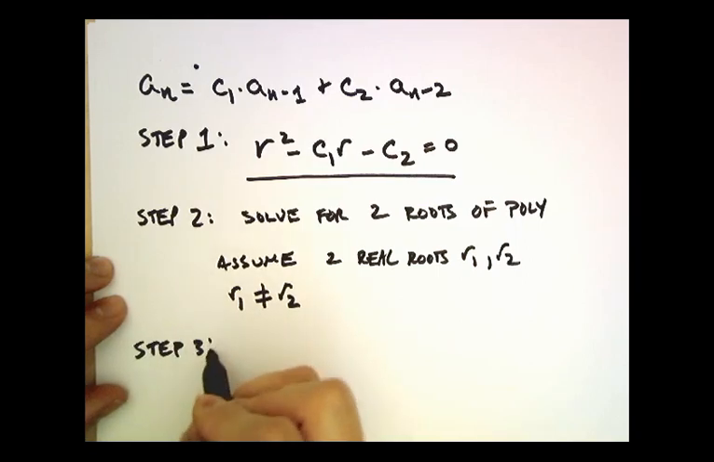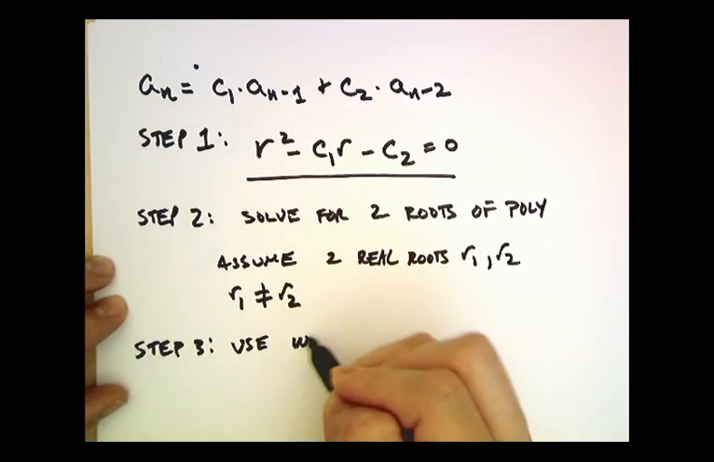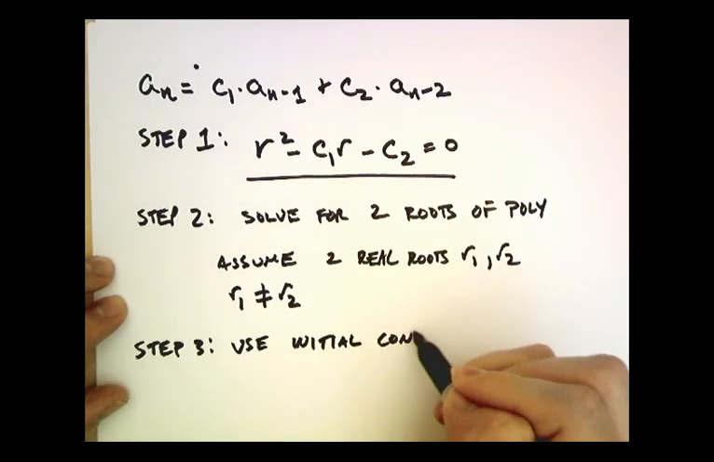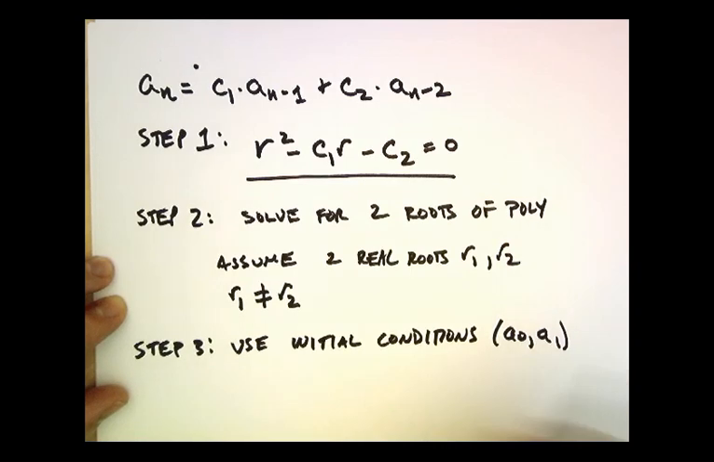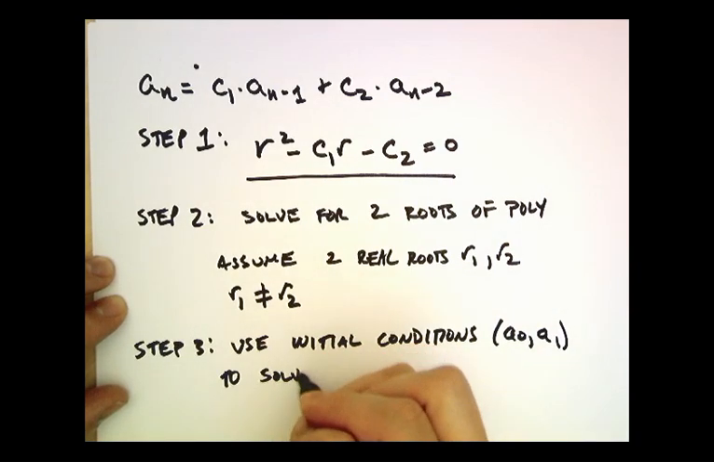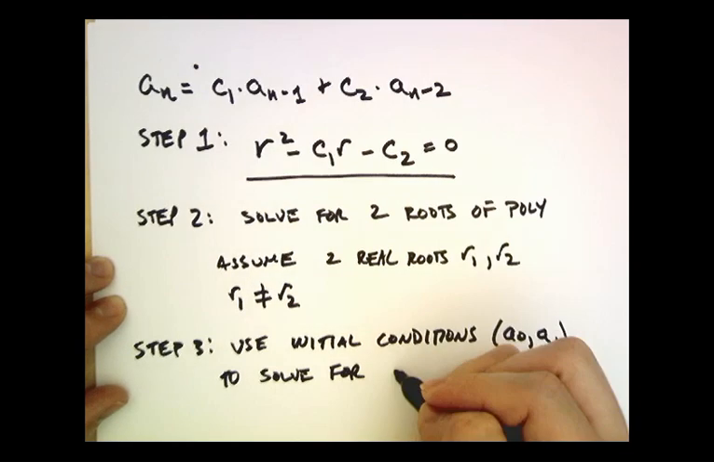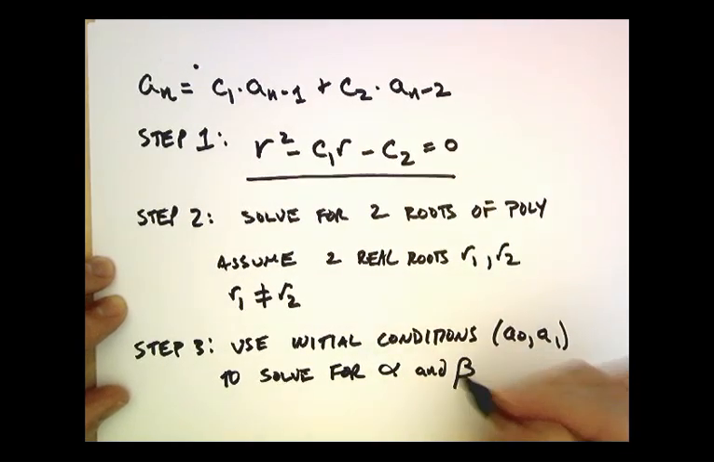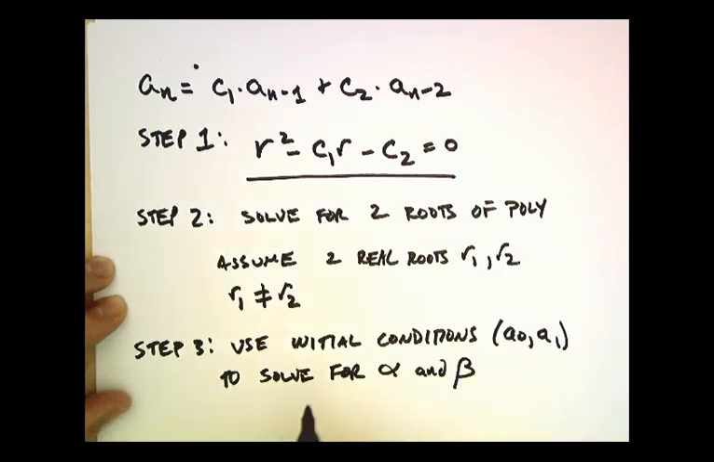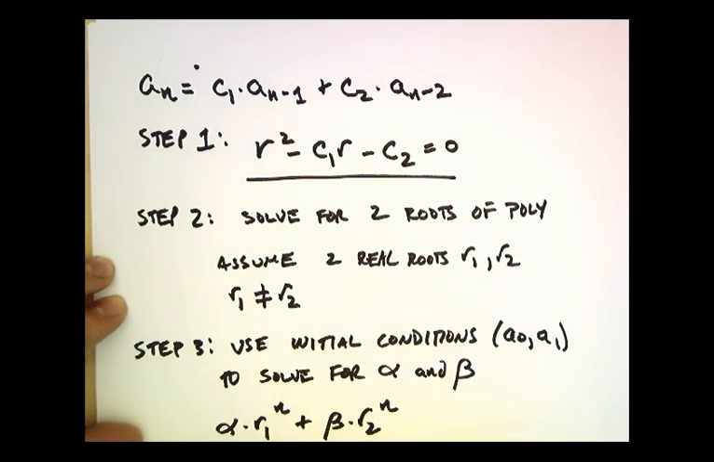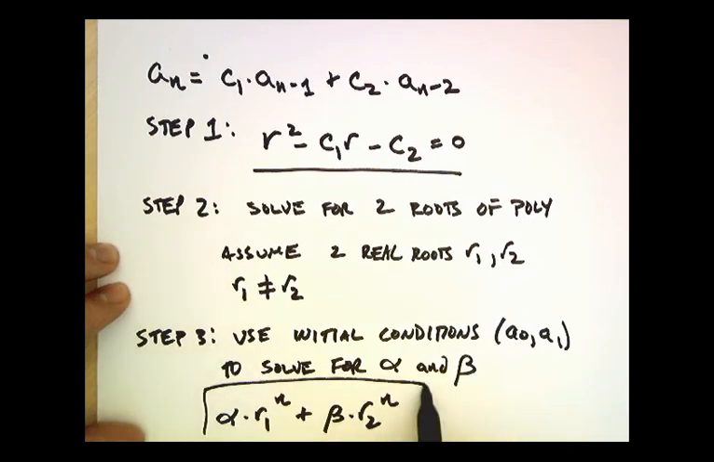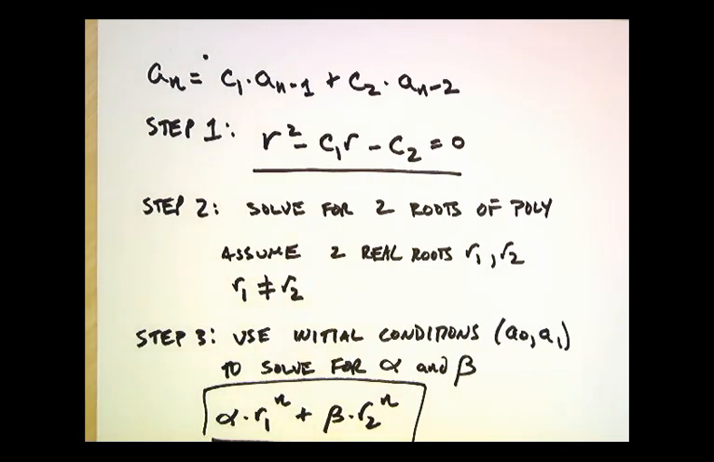Step 3, use the initial conditions, typically a0 and a1, to solve for alpha and beta to get a formula of the form alpha times r1 to the n plus beta times r2 to the n, and this will be your final solution for the recurrence. So let's do one more example.